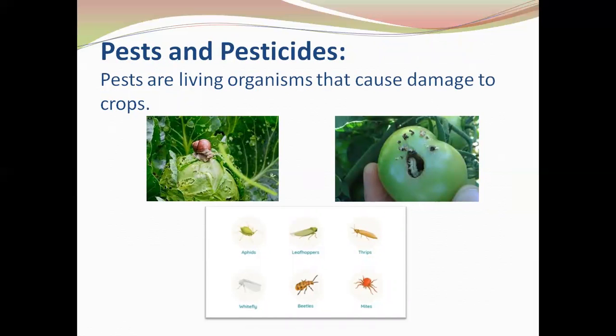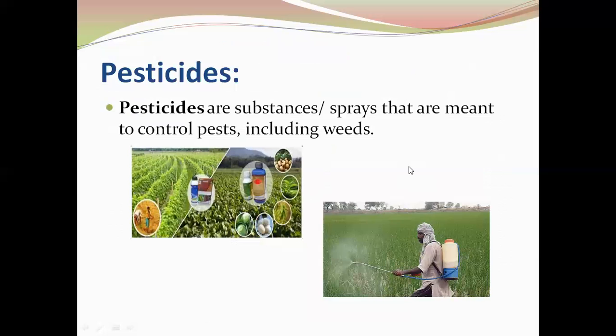Okay, students, another important factor that affects agriculture is pests and pesticides. What are pests, students? Pests are living organisms that cause damage to crops. They can damage agricultural produce, and they include weeds and parasitic organisms. Some examples are weevils, moths, and some species of worms, fungus, etc. As you can see here, they are eating the crops and destroying the crops.